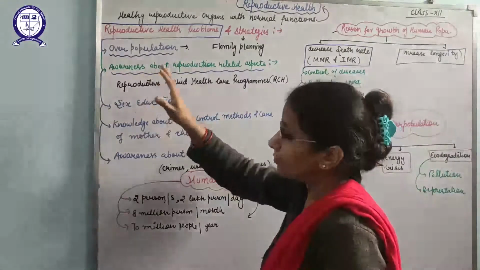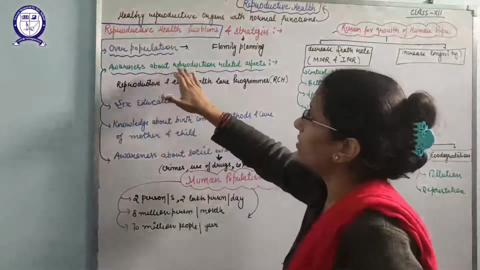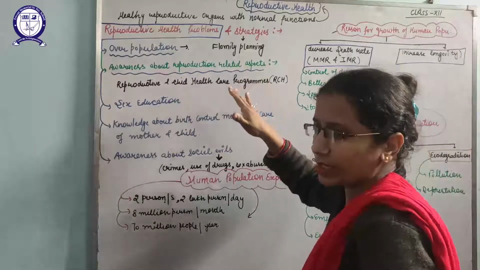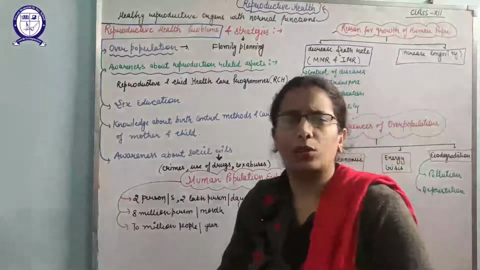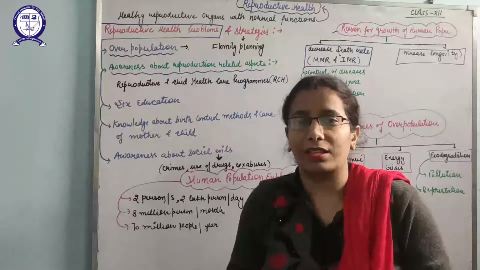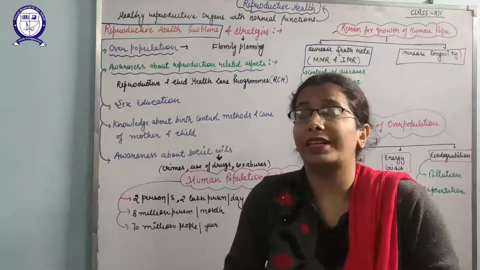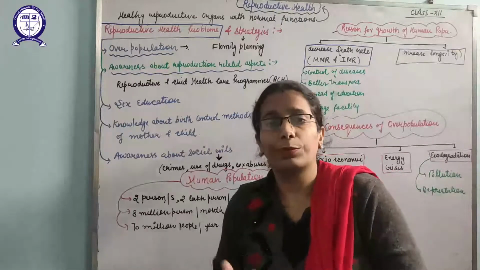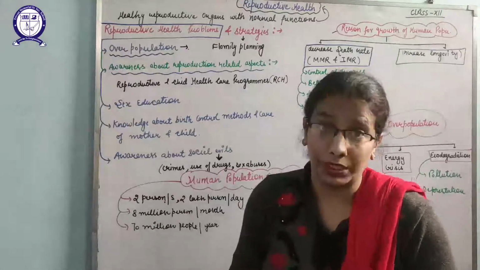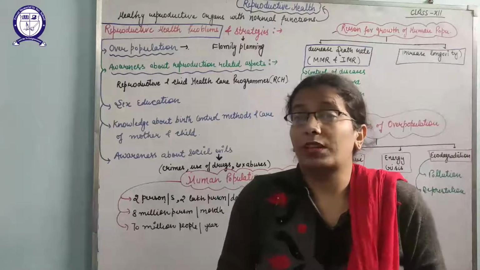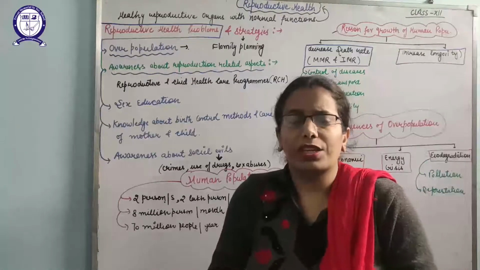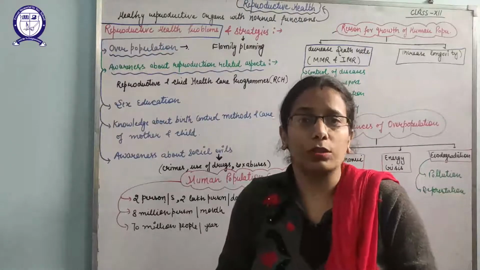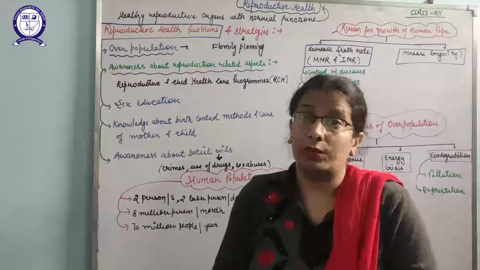The second problem in today's world is the lack of awareness about reproductive related aspects. Most persons do not have any awareness of what the reproductive organs are, how we can take care of these organs, and what the impact will be if our reproductive organs do not work properly. They are not considering that reproductive organs should be taken care of also.